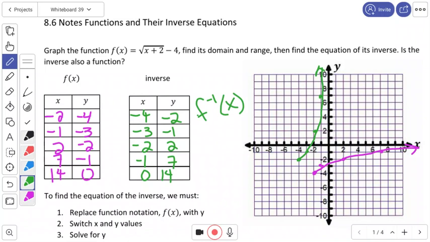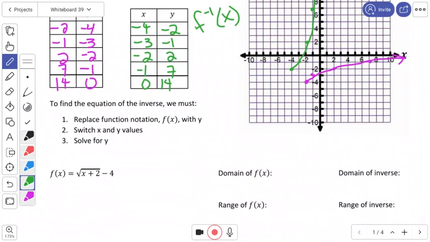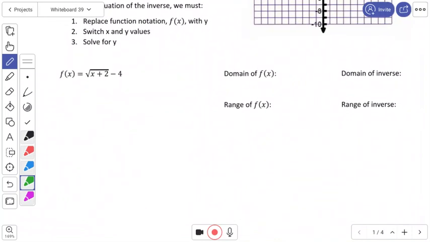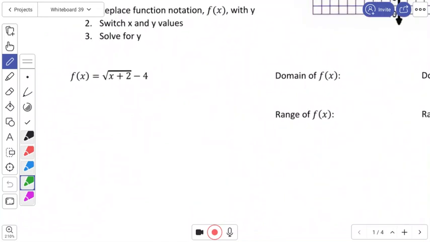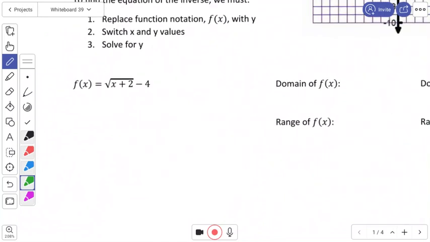Now, what is the equation of f inverse? So how do we find that? Scroll down here. I've retyped the equation for you, and the steps are listed right above. The first step is to replace our function notation f of x with y. So I start with y equals the square root of x plus 2 minus 4.